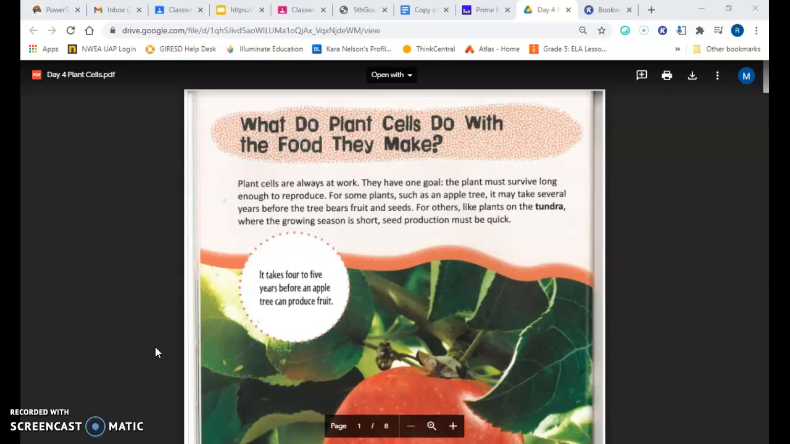So plants need to reproduce. The prefix re means again, produce means to make. When plants reproduce, they're making themselves again. So we're going to be focusing on why plants need to make things in their cells and why they need to reproduce through cell division.